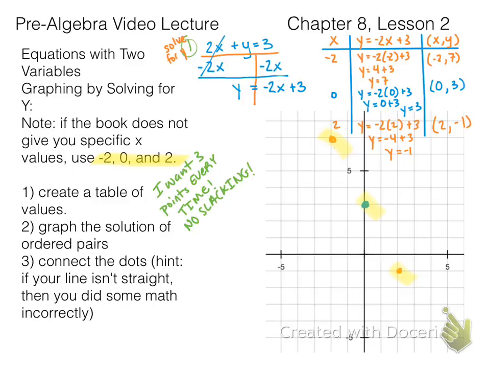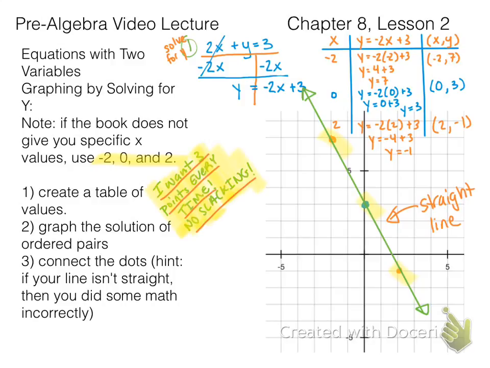All right, now I have 3 points. Now I'm going to connect the dots. Hey, it's a straight line, which means I probably did all of my math correctly, but it also means that if I hadn't done my math correctly, at least one of the dots wouldn't line up and I wouldn't be able to draw a straight line.